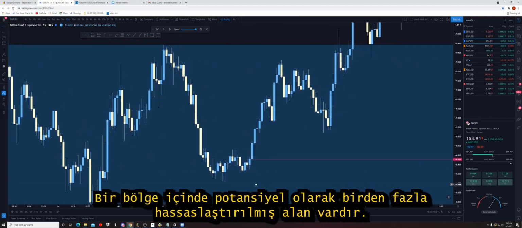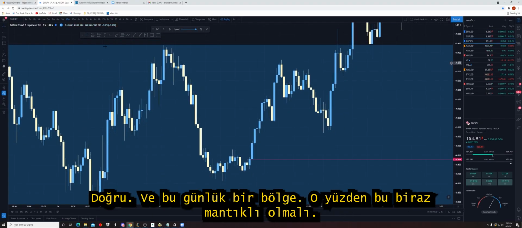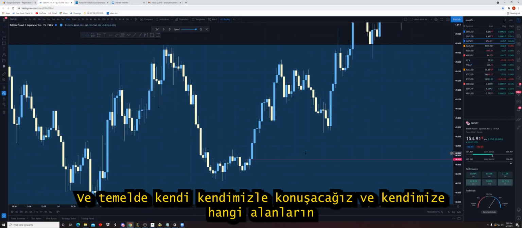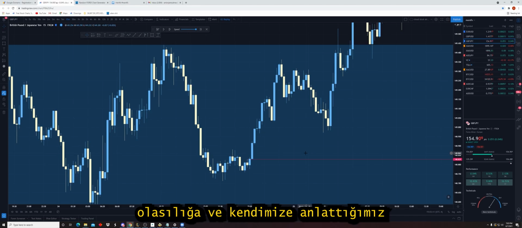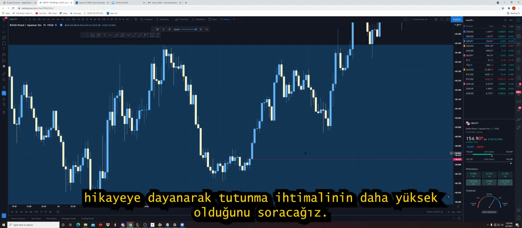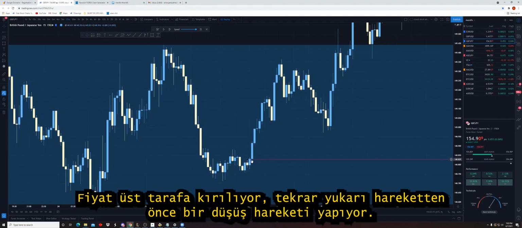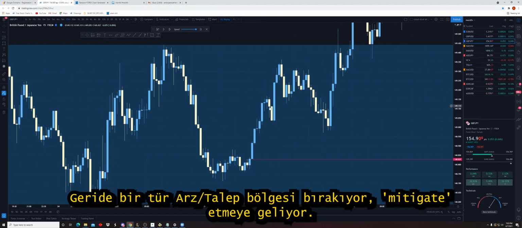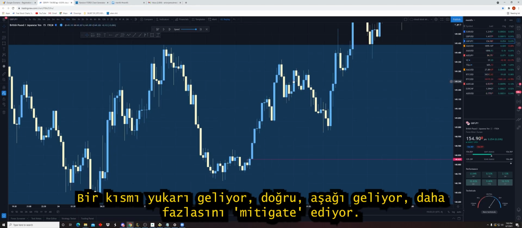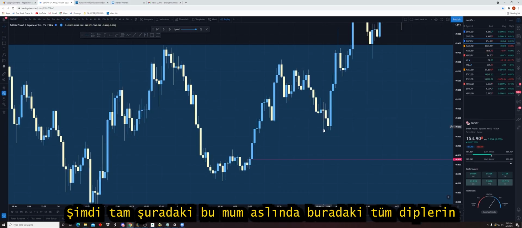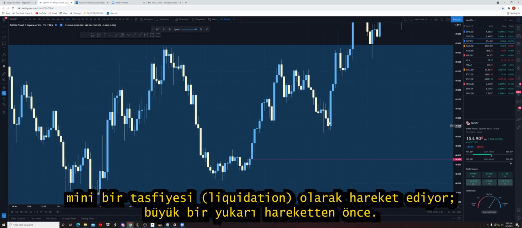Now, we're not done. There are potentially multiple refined areas within a zone, right? And this is a daily zone, so that should make some sense. And we will basically talk to ourselves and ask ourselves about which areas are more likely to hold based on probability and based on the story we tell ourselves. Price breaks to the top side, makes a down move before the up move, again leaving behind some kind of supply and demand zone, comes to mitigate some of it, comes up, right? Comes down, mitigating more of it, then liquidates it. Now, this candle right here actually acts as a mini liquidation of all the lows in here before a big move up.